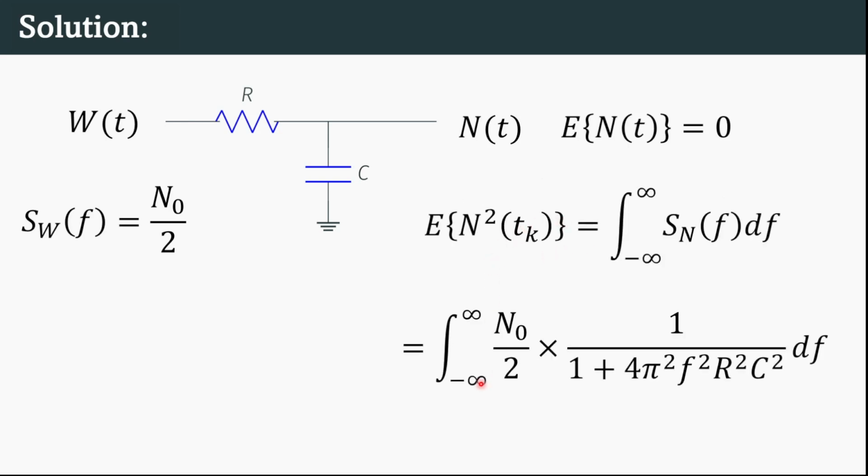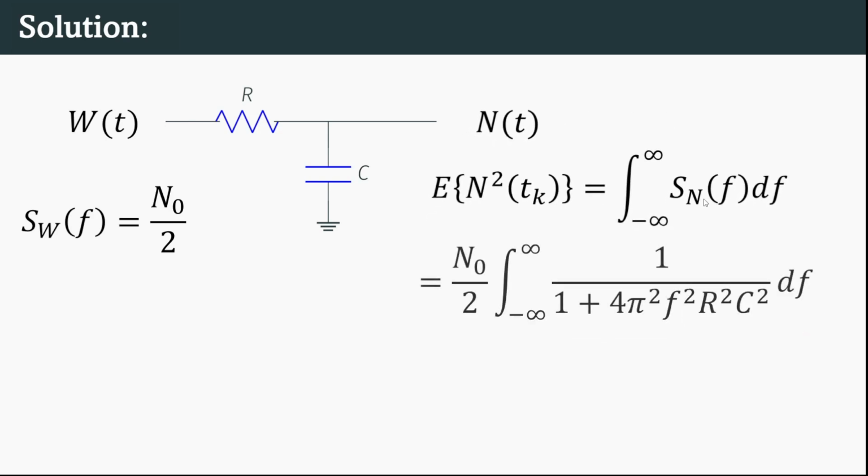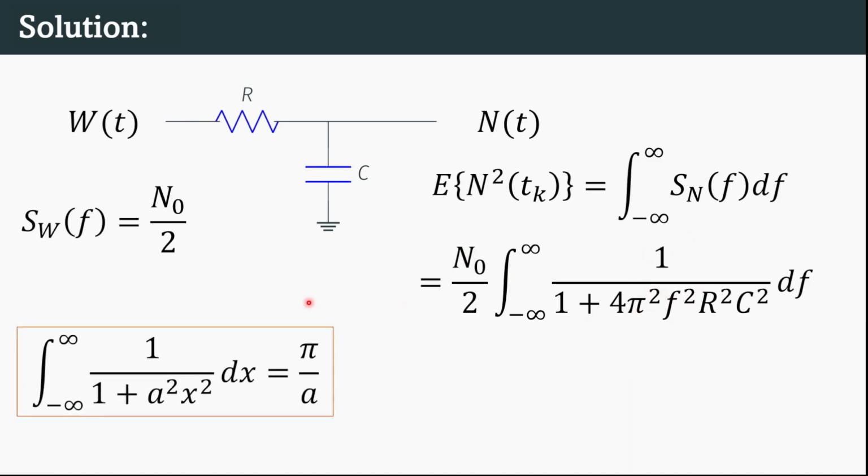Yes, so that should be equal to the integral from minus infinity to infinity of N naught by 2 times 1 by 1 plus 4 pi square f square R square C square times df. Okay, so we can take N naught by 2 out, and finally we get this integral. But how do you evaluate this integral? There is a well established identity in integral equations, given by the integral from minus infinity to infinity of 1 by 1 plus a square x square dx is equal to pi by a. This is easy to prove, but we are not doing that. So let us apply the same result here.